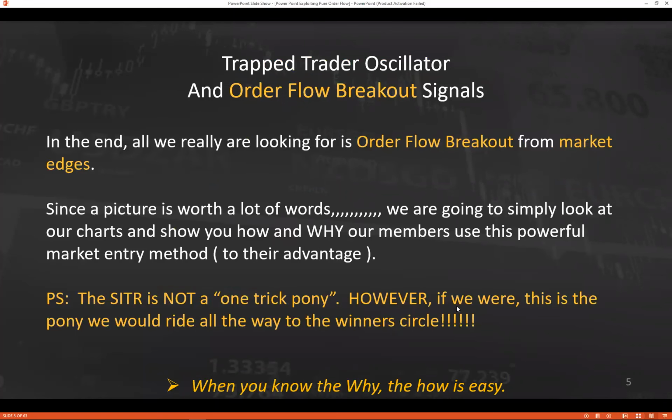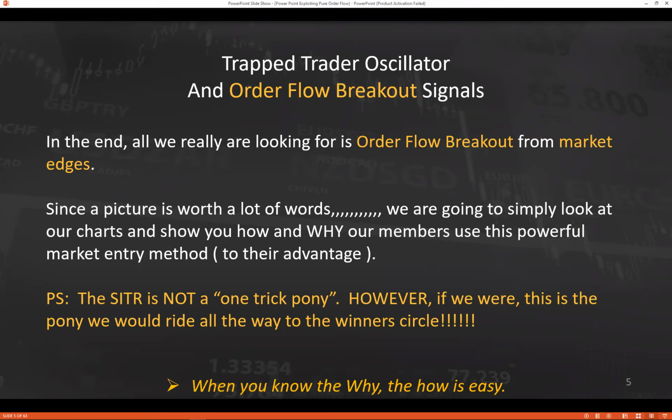Trap Trader Oscillator was coded, designed, refined, tested, 4th generation. We are using the 4th generation of TTO now, from World Cup trading champion, master trader, master coder, Rob Mitchell. What Trap Trader Oscillator does, per its name, is show us where traders are trapped on the wrong side of the market and are likely to get exploited.